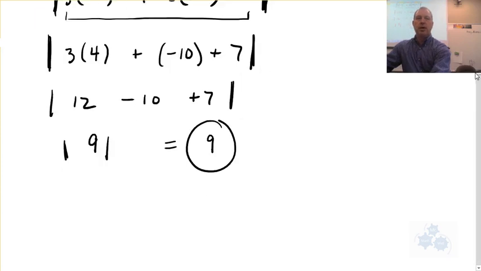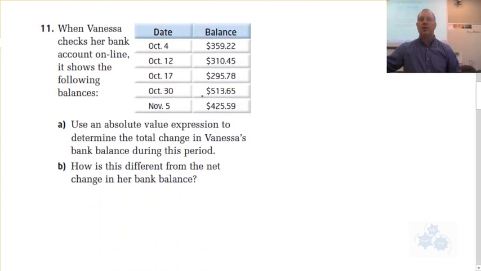All right. Next question is the word problem number 7. Number 11. If you have something like this, we have to understand what this is asking, and then use absolute value expressions here. So for number 11, when Vanessa checks her bank account online, it shows the following balances. October 4th, she has $359.22. On the 12th, it's $310.45. So it's dropped a little bit there.